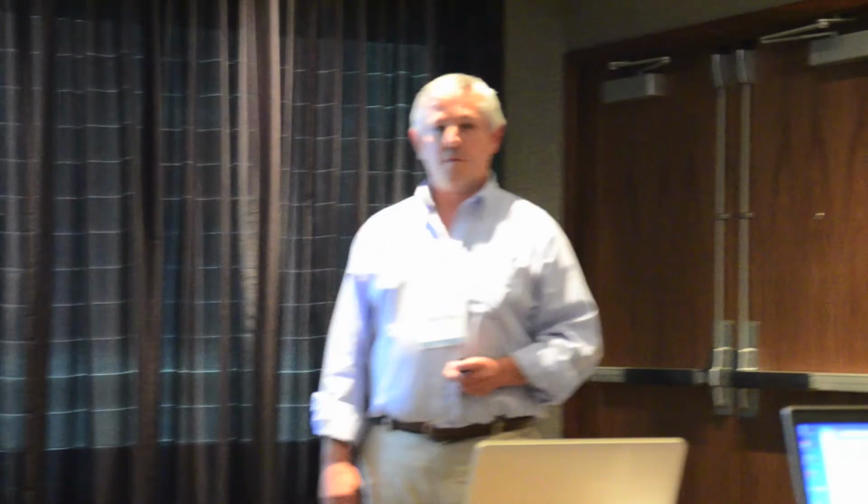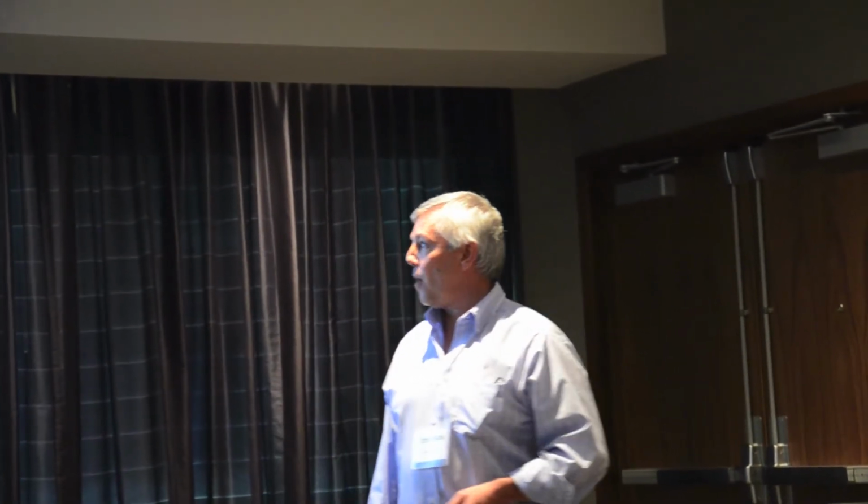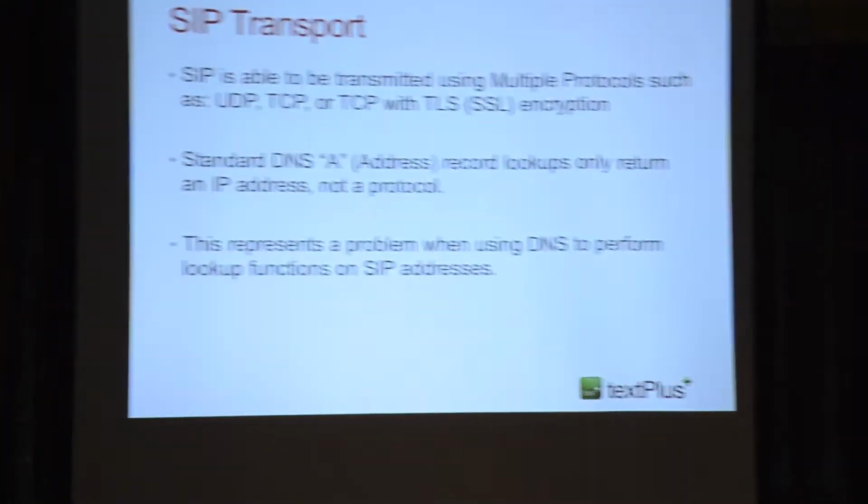And DNS falls short a little bit, or at least standard A record lookups fall short when trying to route your telephone number, if it's 555-1212 at example.com. Trying to route that somewhere and have it terminated to a server that's running UDP or TCP or TLS, you don't really know that when you're just given the URI. So we've got a DNS problem that we have to fix first.